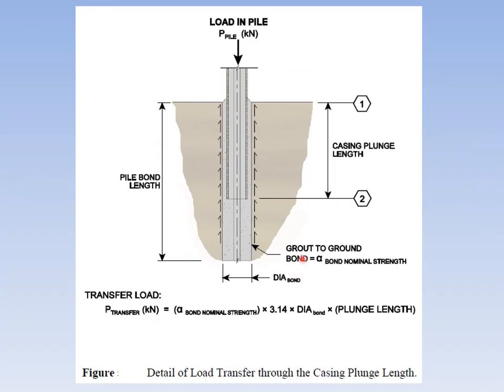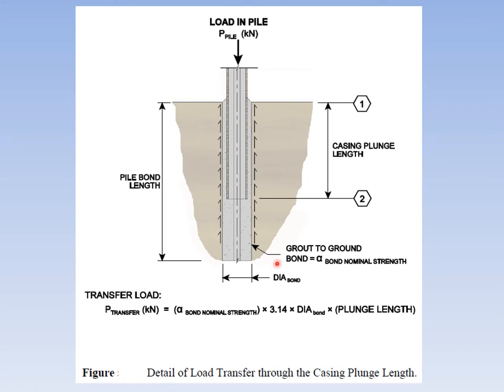Now here, on an exaggerated scale, you can see the micro pile and the load on the pile, that is P sub pile, in kilonewton. You can see that this is the pile bond length, and the casing is up to this level, so this is the casing plunge length. If the casing plunge length is from this point to this, then the pile bond length becomes equal to the casing plunge length.